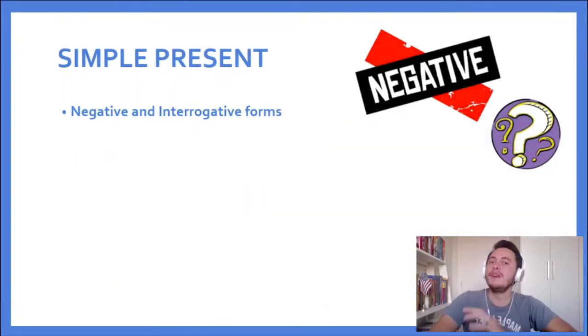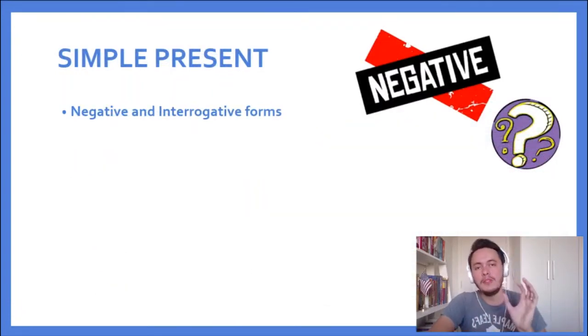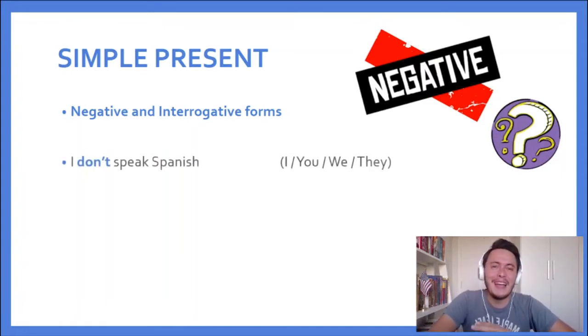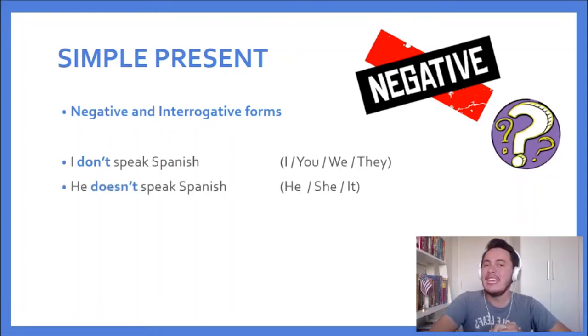So another important thing about the simple present is putting sentences in the negative and the interrogative. And to do that, we need auxiliaries, and we only have four. For example here, I don't speak Spanish, which is true. I tried though. I wish I could, but I don't. I don't speak Spanish, and the don't is a negative auxiliary for I, you, we, and they, as opposed to he doesn't speak Spanish. Now, for he, she, and it, we use the auxiliary doesn't, only for these three, right?